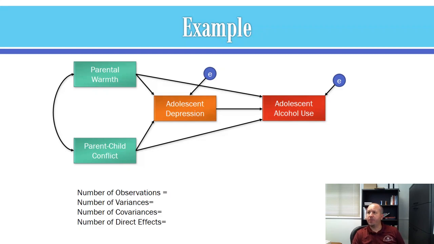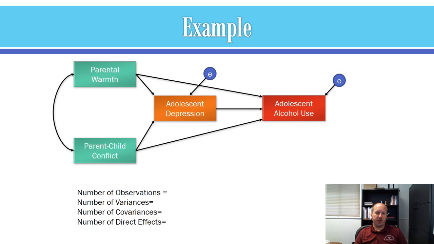All right, so we're going to go through a few different examples here to show you how to do this counting rule in order to determine your total degrees of freedom, so that you can determine whether your model is over, just, or under identified through the counting rule. So we're going to take each of these models one at a time.